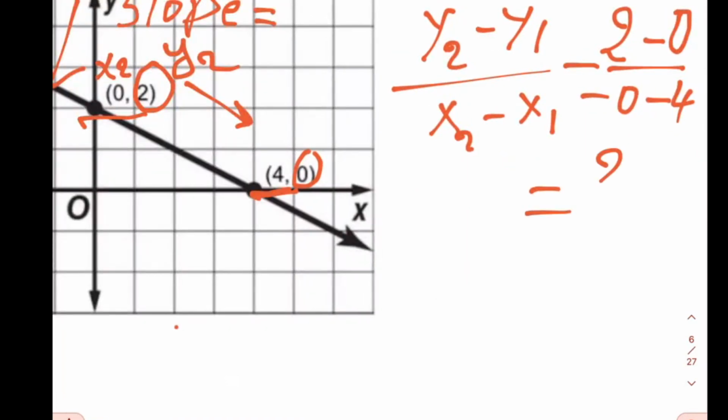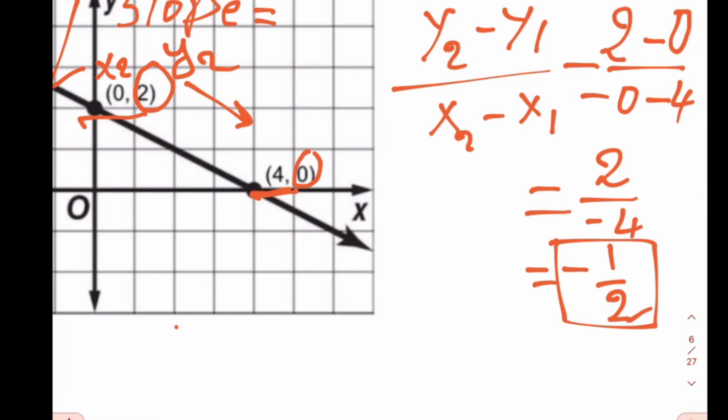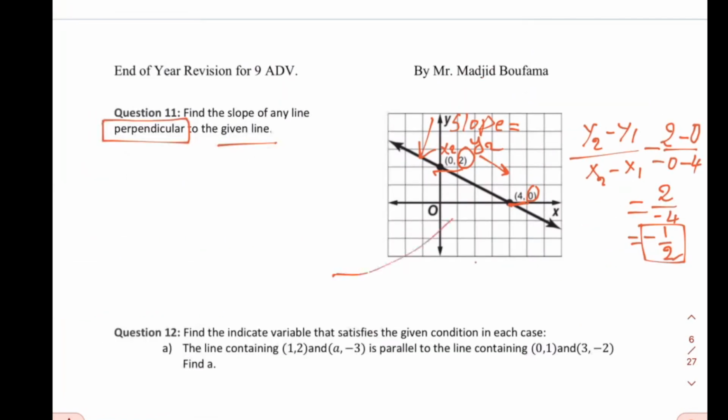2 minus 0 is 2. 0 minus 4 is negative 4. Don't leave it like this, okay? Because this can be simplified as negative 1 over 2. This is the slope of the given line. So this line has a slope equal to negative 1 over 2.